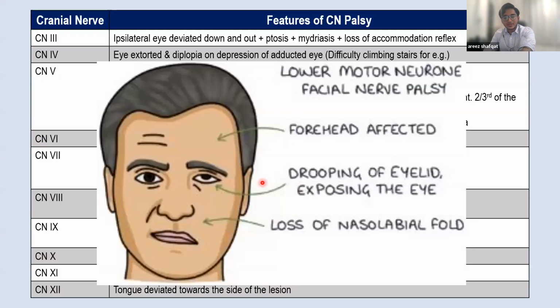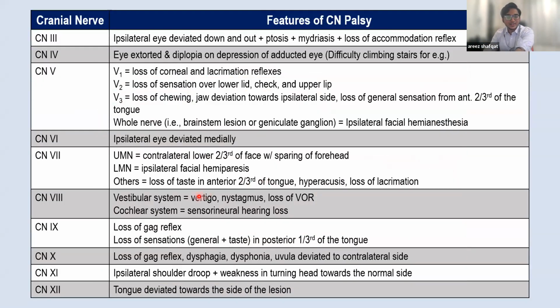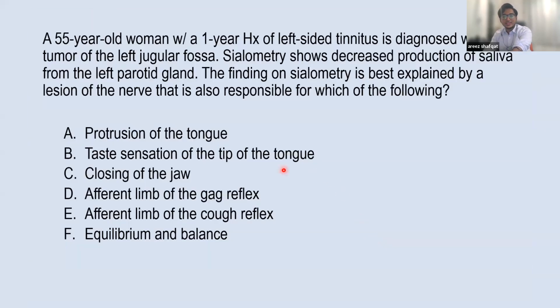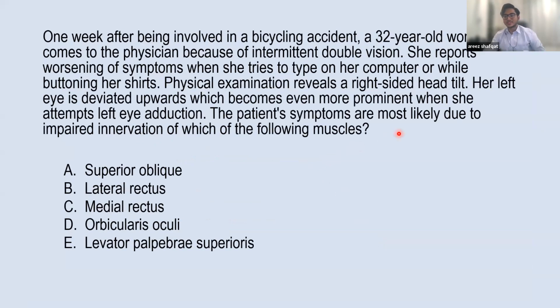All right. So if you guys can see, let's go back here. Cranial nerve 9, loss of gag reflex, loss of general sensation and taste in the posterior one-third of the tongue. So if the question said loss of taste sensation on the anterior two-thirds of the tongue, that would be facial nerve. The posterior one-third is glossopharyngeal. All right. The next question.